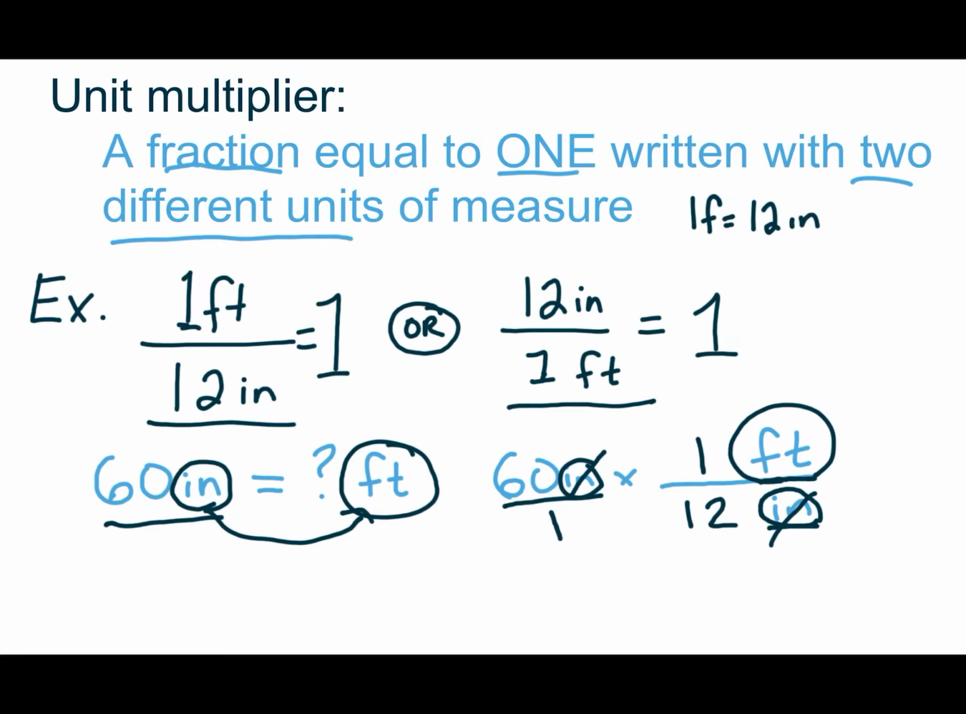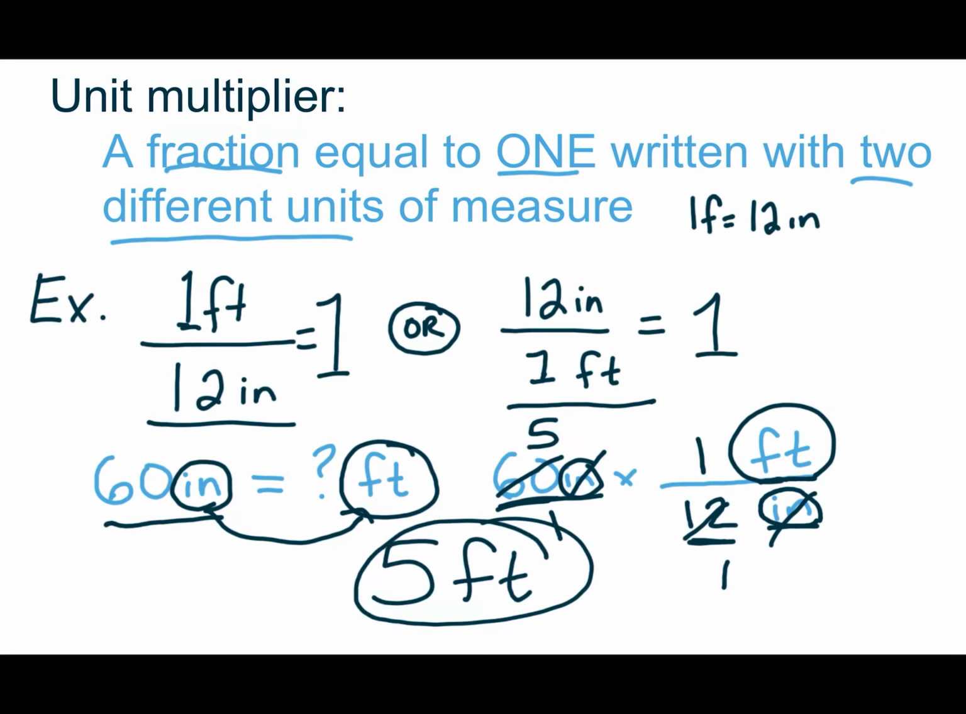Now I can just take the 60 here in the numerator and divide it by the 12 in the denominator. If you know your math facts, you know that 12 times 5 is equal to 60. So I'm left with 5 feet. So in other words, 60 inches is exactly the same thing as 5 feet.